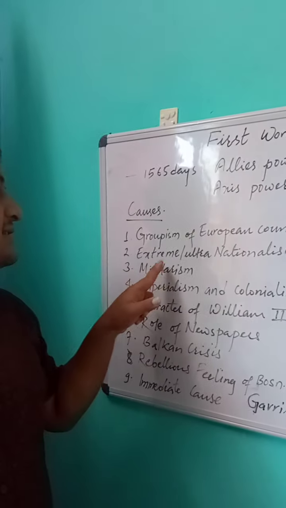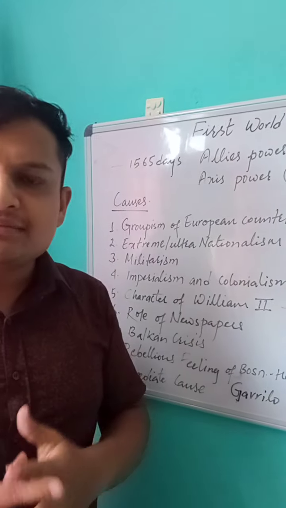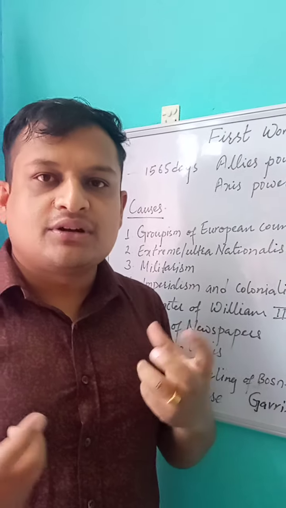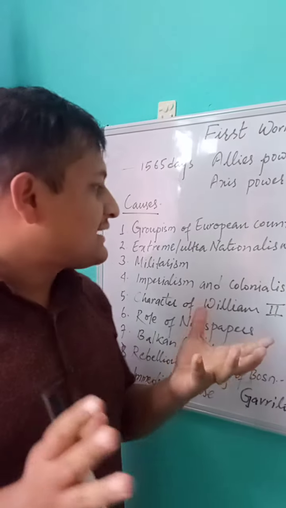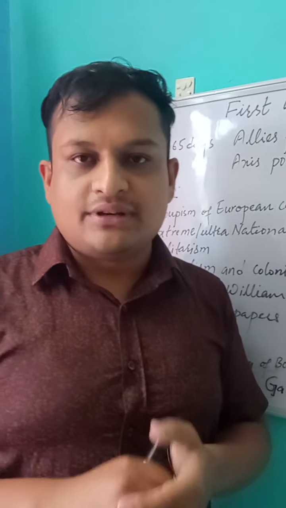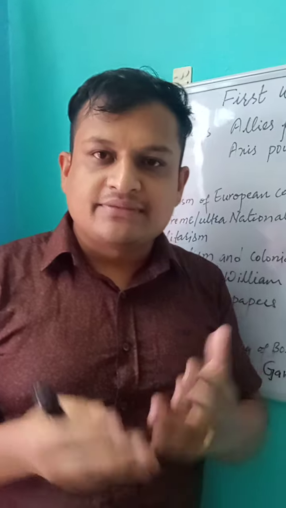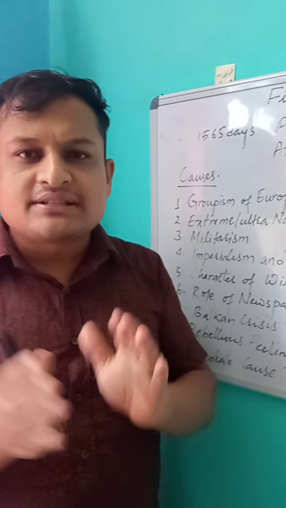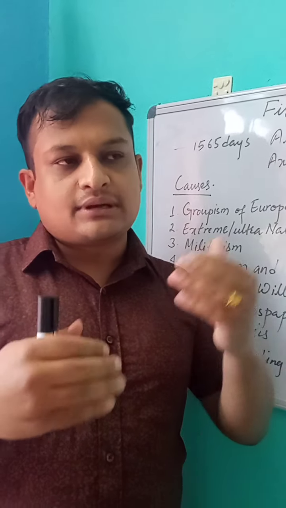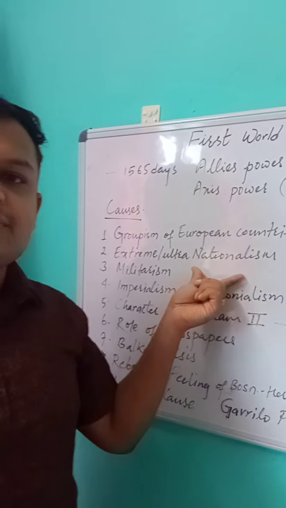Okay, the second cause is extreme or ultra nationalism. Nationalism is a good thing to have. We have to be patriotic, we have to have nationalism in order to let the country progress. But during that time, they had extreme feelings. One country ignored the existence of another country. They were just using the concept of nationalism for their self-interest only. Because of this, especially Germany and Britain were having enmity, and the hatred between them was increasing. So this is also recognized as one of the causes of the First World War.